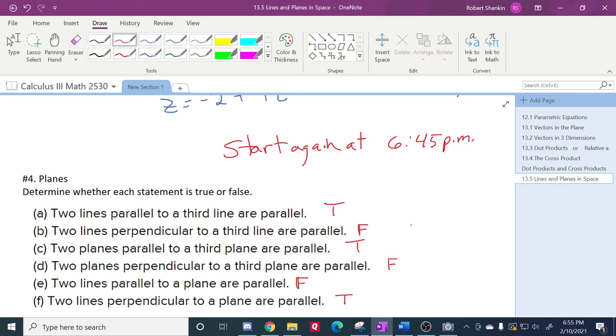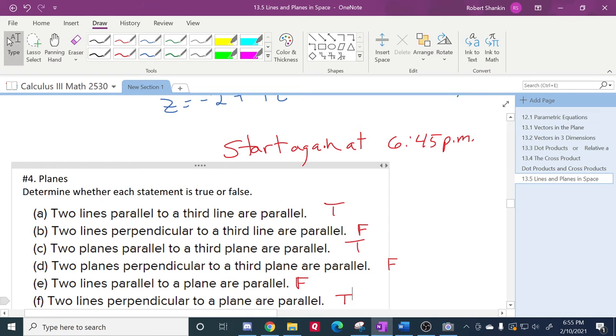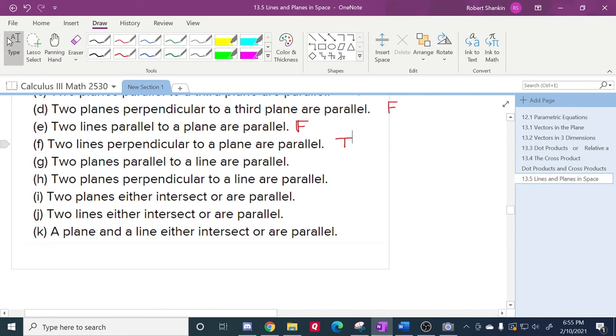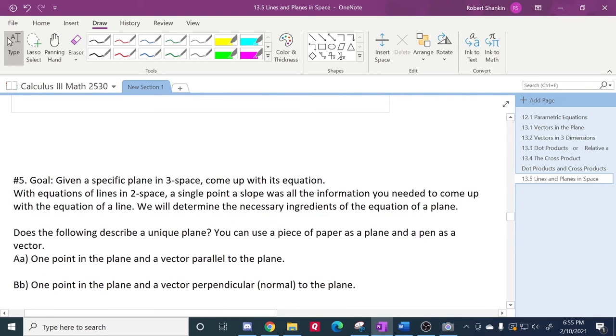All right. Now, we have some more of these, which we might come back to at a future time. But that's enough now. Let's go to number 5.